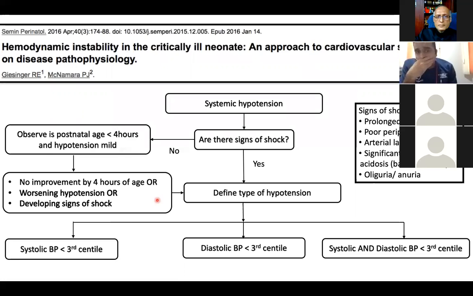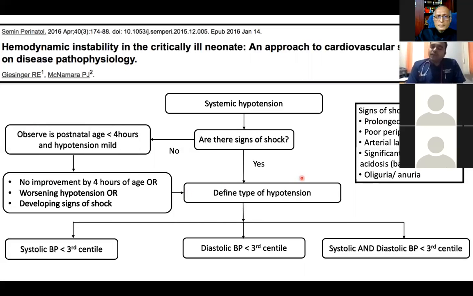So this was again a pathophysiology based approach, which was proposed by McNamara et al. So when you have hypotension, first what you have to see is, as I described, there is a concept of permissive hypotension. If the baby is less than 4 hours old, and if there are no other signs of compromised perfusion, just wait and watch. If no improvement by 4 hours of age or worsening hypotension, or there are developing signs of shock, then you proceed with the management. Now, if you have hypotension as well as signs of shock, what are the signs of shock which I've already discussed? Prolonged CFT, poor perfusion, increased lactate, significant acidosis, oliguria, and so on.